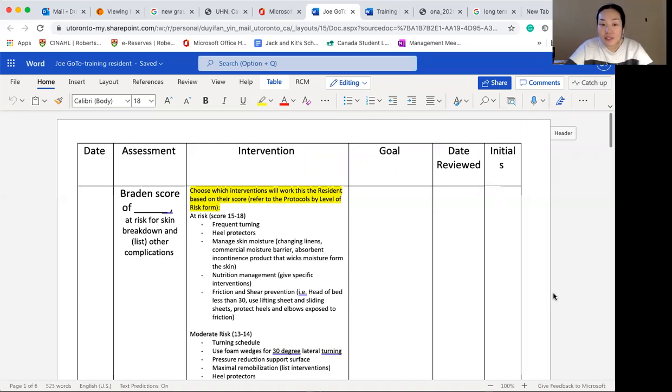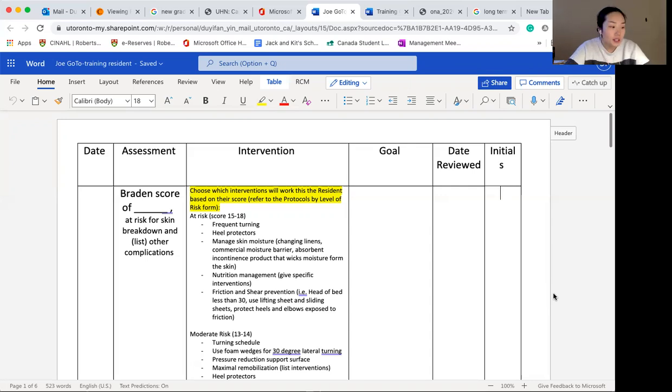So, a few things to note about care plans as we start. By the end of the video, you will know where to find the care plans, how often to look at the care plans, what your role as the healthcare worker is in regards to the care plans, and the importance of person-centered care and family-centered care when developing the plan of care for the resident.